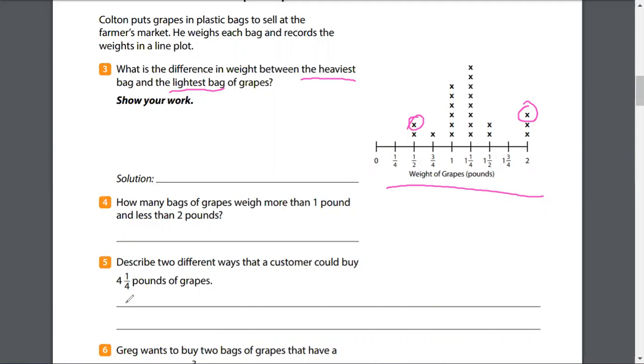Now, here's another keyword we're going to need to look for. Difference. When you see the word difference, the operation that you should think of is subtraction. It totally says subtract. So when you see the word difference, subtract. So we're going to take the heaviest bag and subtract the lightest bag. So 2 minus 1/2.